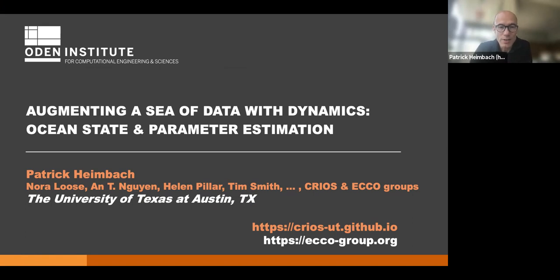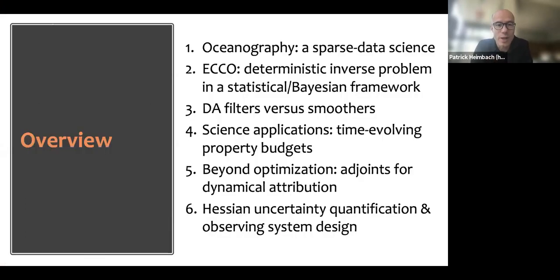So for today's talk, I would like to cover a number of things. First of all, just framing the problem as one of sparse data science. Of course, the popularity is at the moment in big data science, but I'd like to point out that for a lot of things we are still unfortunately a sparse data science. I'd like to then explain a little bit on how we do data assimilation or inversion in the context of ECCO, and would really highlight here some of the important differences between using filter-based methods and smoother methods.